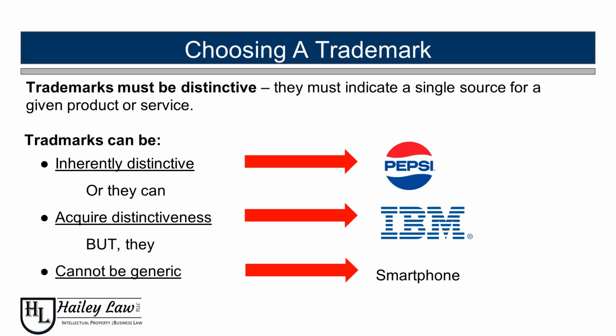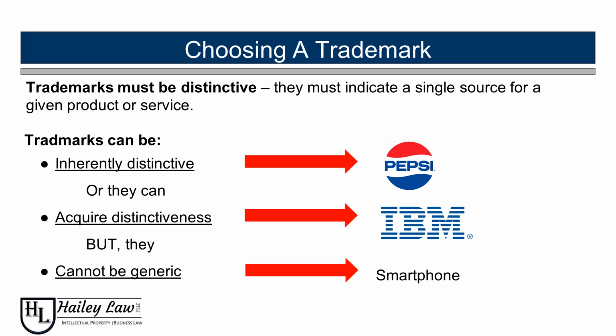When choosing a mark, the mark must be distinctive, which means it identifies a single source for a given product or service. Inherently distinctive marks are trademarkable. In other words, it's easy to get a trademark. They are strong marks. Distinctive marks can be like Pepsi, Google, Yahoo, words that are made up or invented to function as a trademark. Marks that can acquire distinctiveness, such as IBM or International Business Machines, because IBM sells machines, probably by marketing to the marketplace.